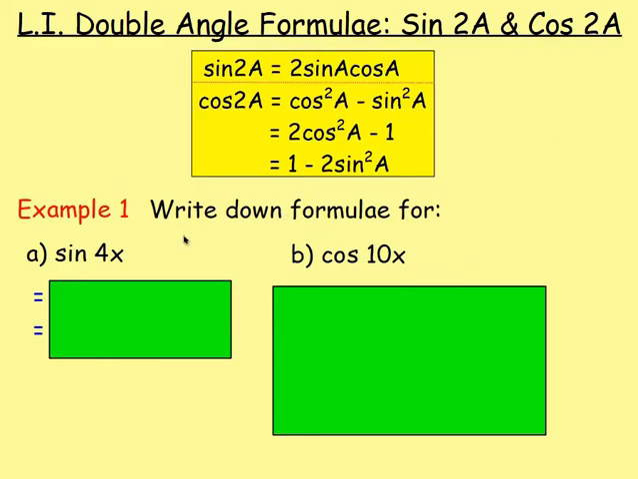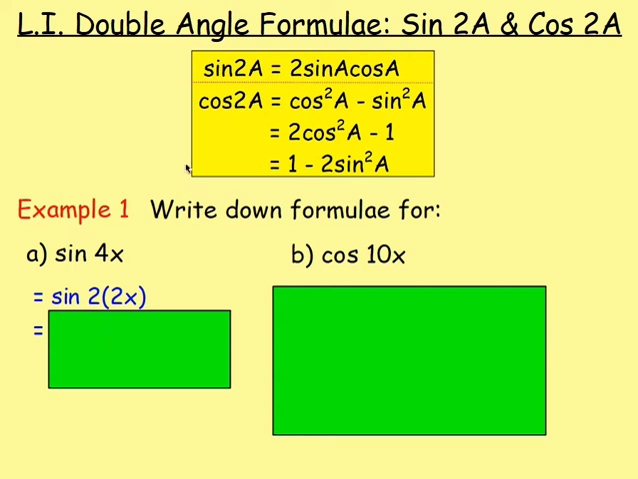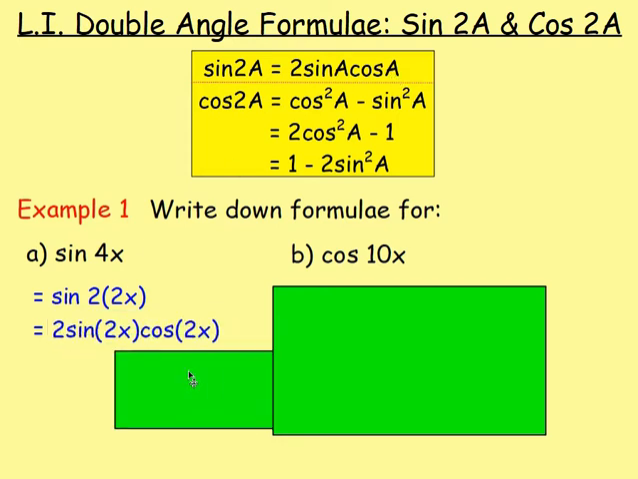So, write down a formula for sin 4x. Well, first thing you want to notice is each of these formulas here, it's going to be sin 2 times something. So we have to rewrite sin 4x as sin 2 times something. 2 times what gives you 4x? Well, you know it's 2 times 2x. So once you've got that, instead of sin 2A, we've got sin 2x. So we're replacing the A with 2x. So in this formula on the right-hand side, replace the A with 2x. And we end up with this.